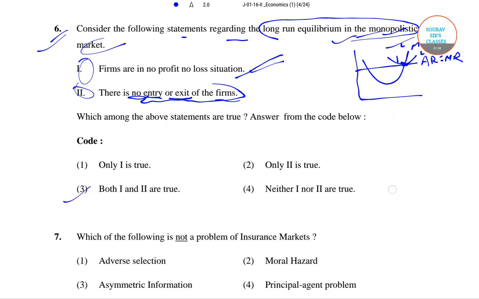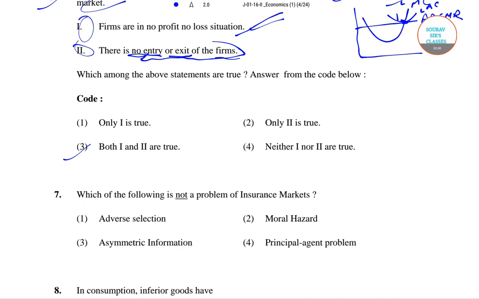Now we'll come to question number 7. In question number 7 it is given, which of the following is not a problem of the insurance market. There are 4 things given: adverse selection, moral hazard, asymmetric information, principal agent problem.